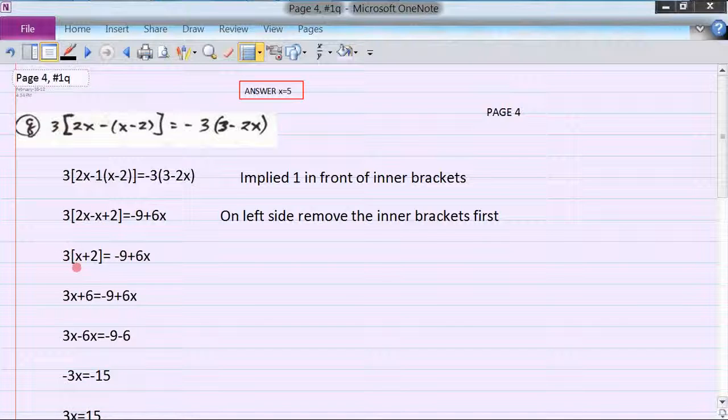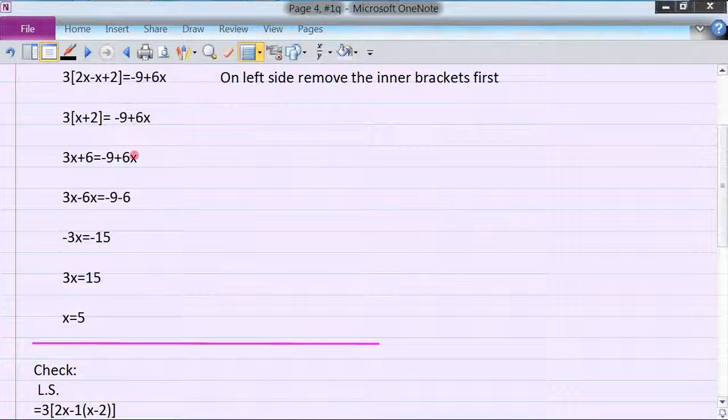Right here, where we do 3 times x, we get 3x. And 3 times plus 2 is plus 6. This stays the same. Now, remember what we said. We want the variable term on the left and the numbers on the right. So I'm going to move this 6x from the right to the left. It changes sign. I'm going to move the plus 6 from the left to the right. Let me go over that again. This plus 6x is on the right. I move it to the left. It becomes minus 6x. The plus 6 on the left moves to the right and becomes minus 6.